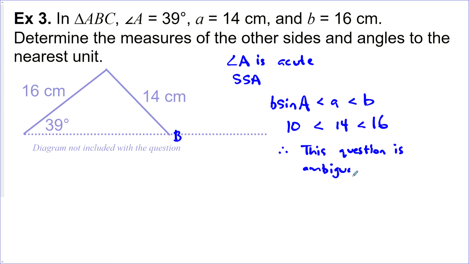In other words, the information here can represent two different triangles. We need to solve for both cases. So case 1 will be when we have an acute angle we solve for first. And we're going to do angle B here, so this one will be acute. So let's solve for that angle first.